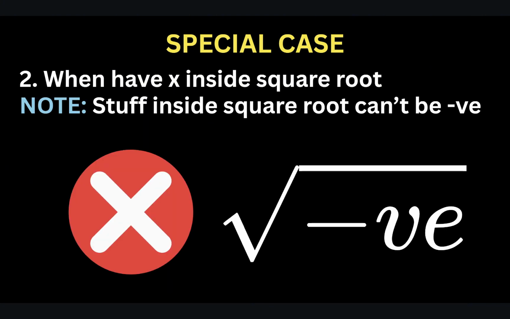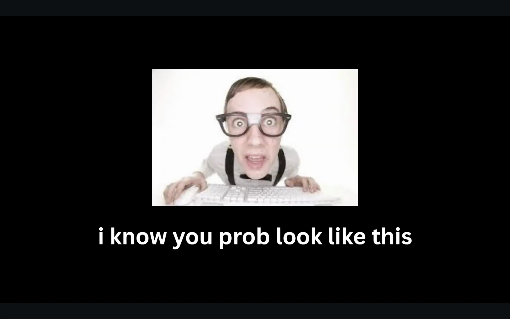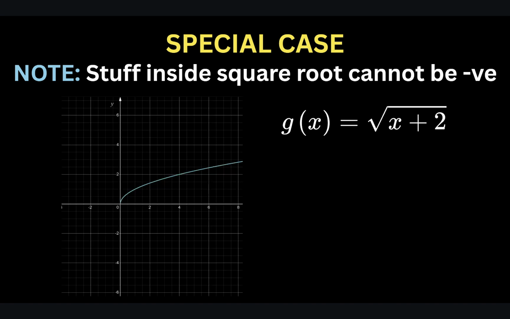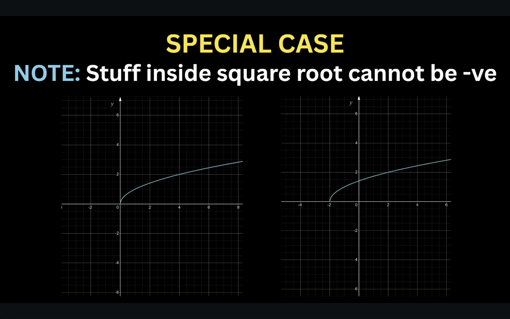The next special case is when you have x inside the square root, the stuff inside the square root can't be negative. Nerds, I know you're probably looking at the video like this, but imaginary numbers are just too deep for this video. So we'll just assume that the stuff inside the square root can't be negative. So for this function, the domain will be x more than or equal to 0. And for this function, the domain can be x more than or equal to negative 2.